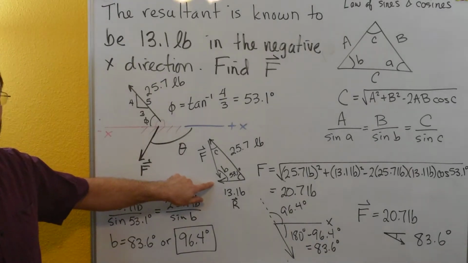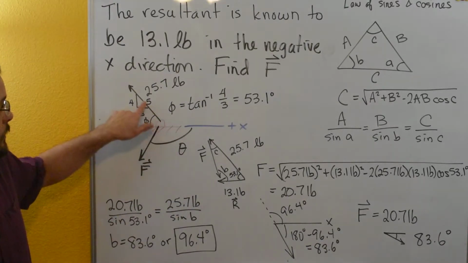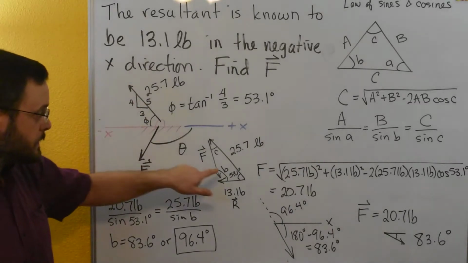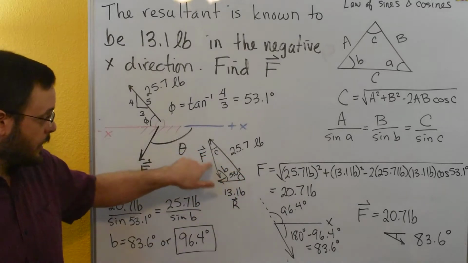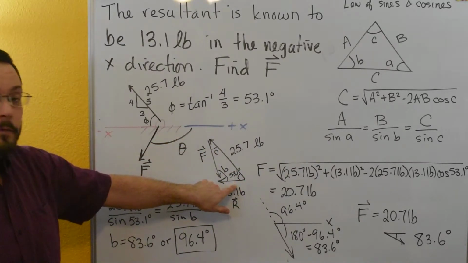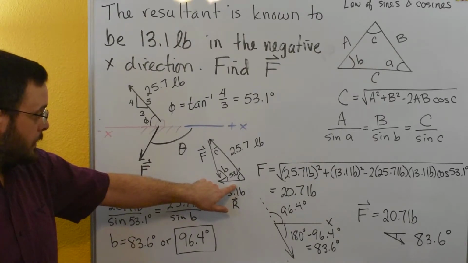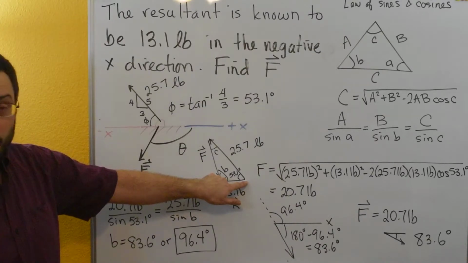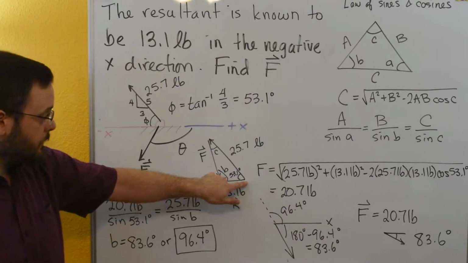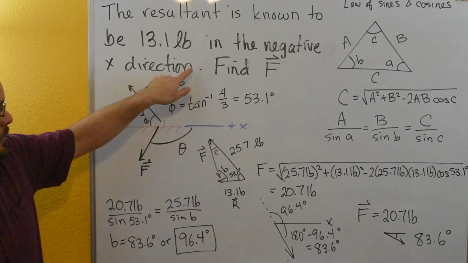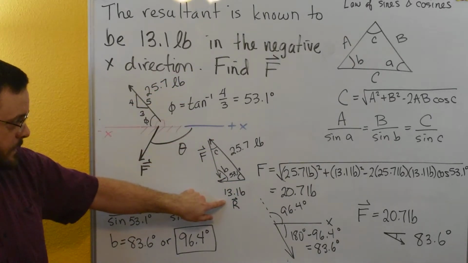Now we can go ahead and draw our triangle diagram. I started out with the 25.7 pound vector. You could pick either one of these, but this one just seemed easier since we knew everything about it. So I've got it going out here at that angle of 53.1 degrees. And then I know that my resultant is going to start at, remember, the same location as your first vector. My resultant is coming out along the negative x direction, and that's its magnitude, 13.1 pounds.